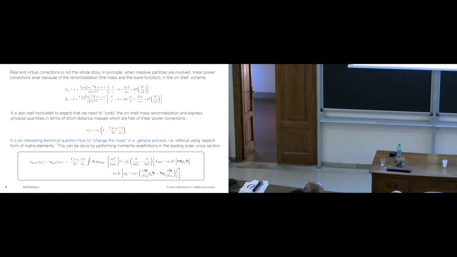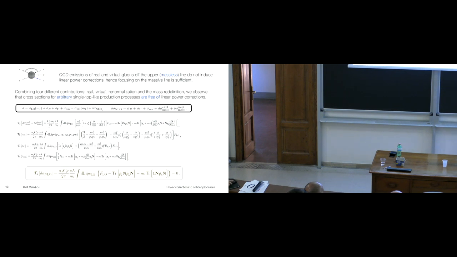So now there are several contributions that I have to put together. I have to say that I only talked about this lower line where the top quark is. I didn't talk about the upper line. Now it turns out that if you look carefully at contributions where you only have massless quarks, and this is definitely what is happening in the upper line, then in general you don't have linear power corrections.